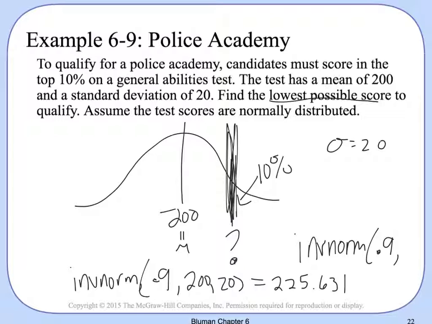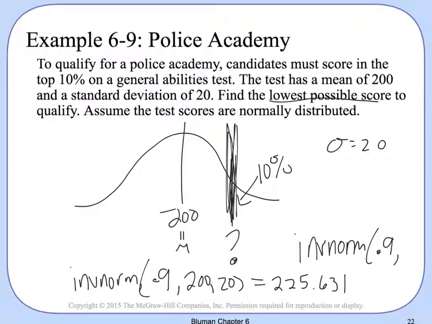So what's the lowest possible score to qualify? A 225 or 226. I don't know if you can get parts of a score on this. We have no idea, right? So what would it be appropriate to round to? I don't know. If they need a 225.6, they probably need a 226, right? We probably want to round up.